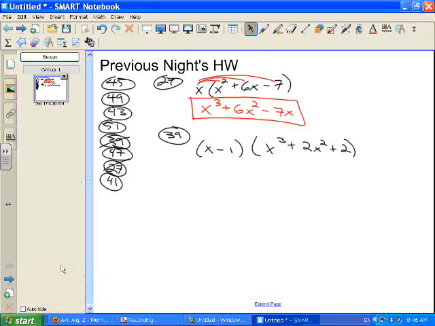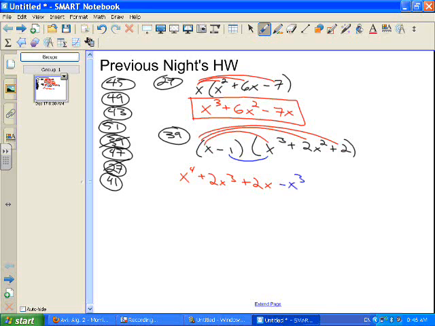All right, this one, I want to make sure that each one of these terms on the left goes through each one of these terms on the right once. So I'm just going to start with the x. So x times x cubed is x to the fourth. X times 2x squared is going to get me 2x cubed. And x times 2 is 2x. All right, and then the negative 1 times the x cubed. All right, negative 1 times 2x squared. And then negative 1 times 2.